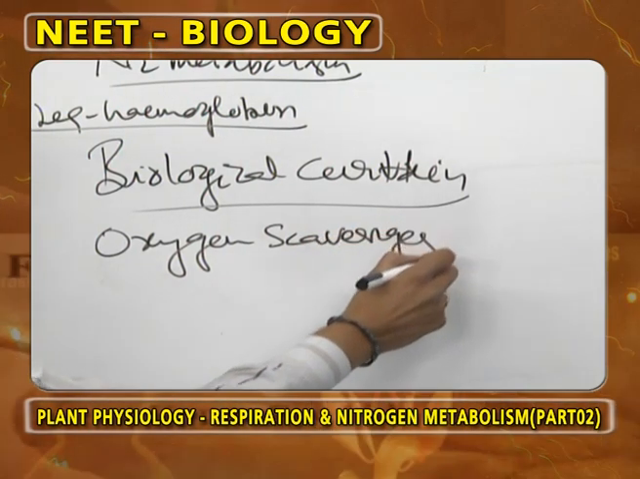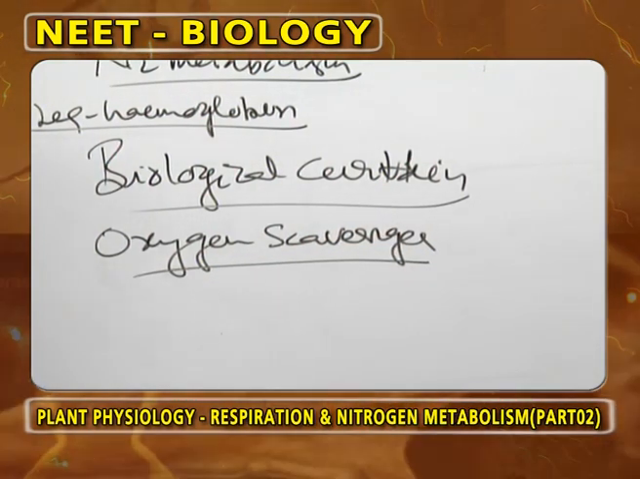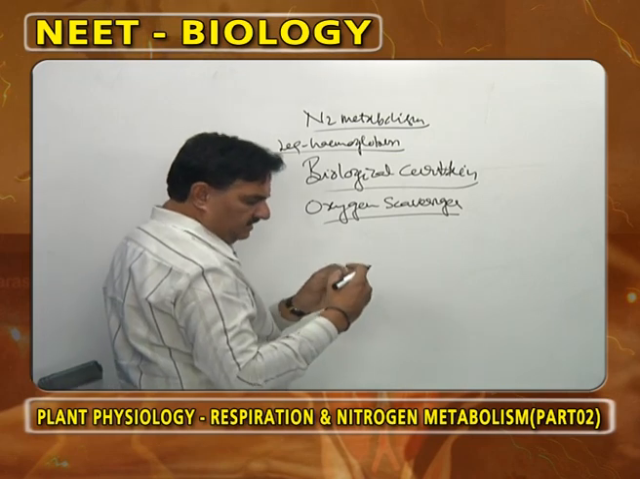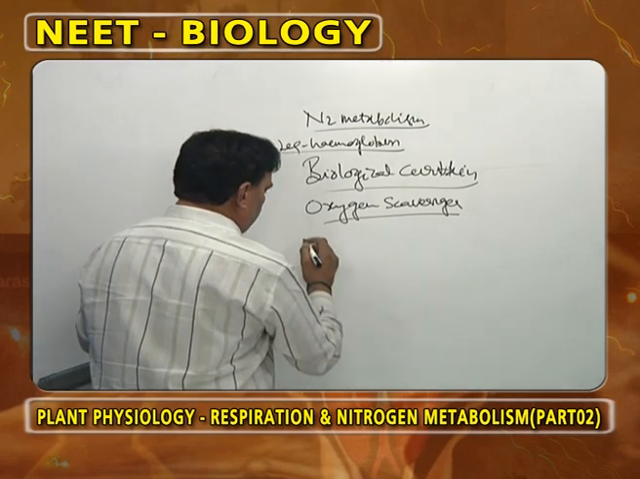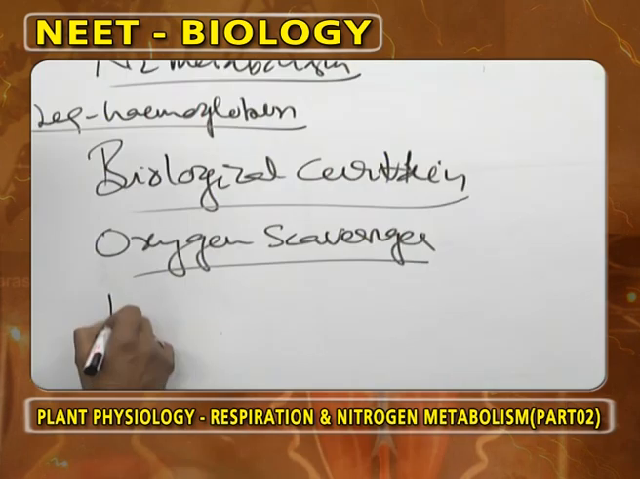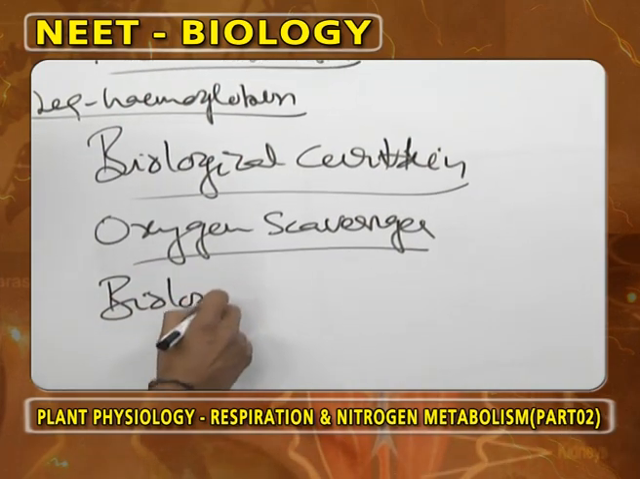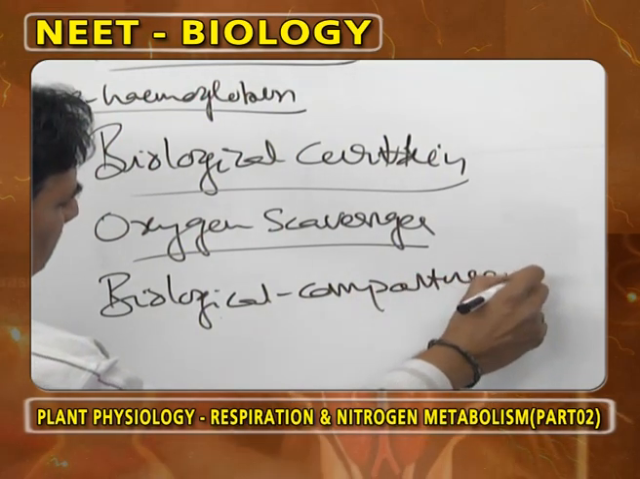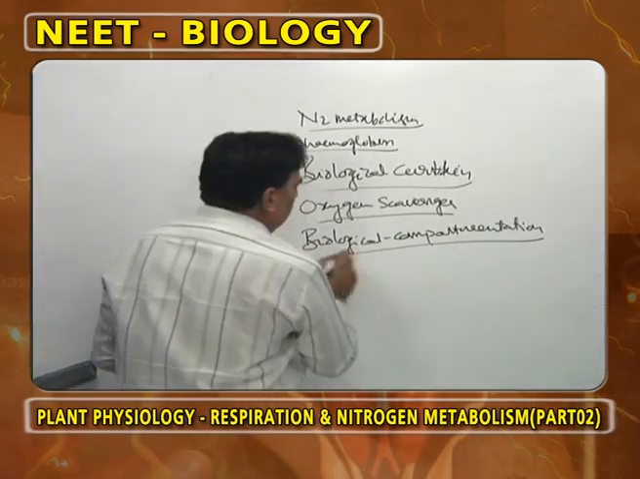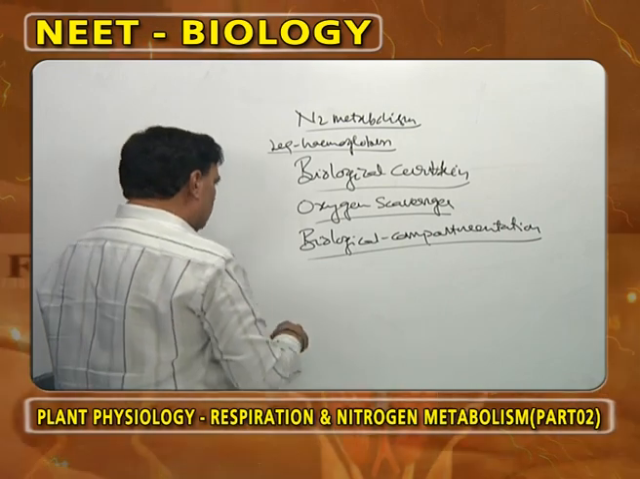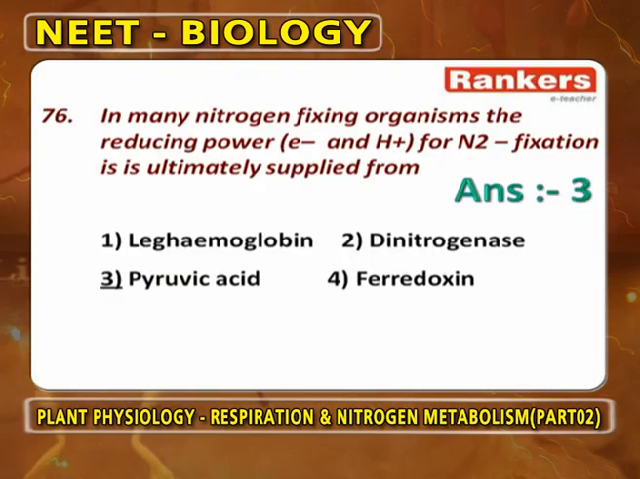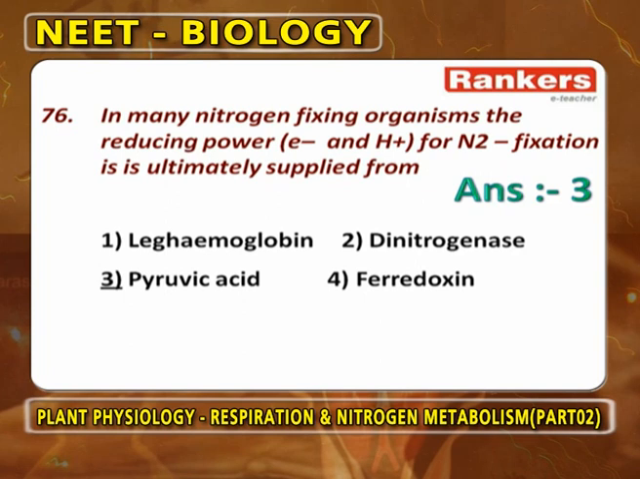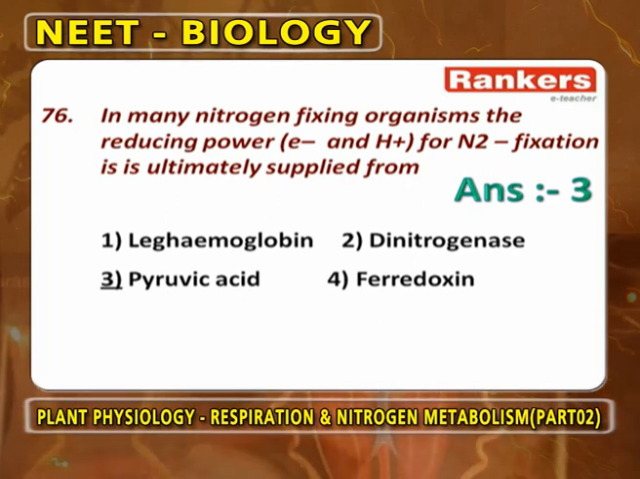This method of supplying oxygen carefully to rhizobium while keeping the oxygen from getting close to the nitrogenase enzyme is popularly called biological compartmentation. So, leghemoglobin is a biological curtain, or oxygen scavenger, or helps in biological compartmentation. Dinitrogenase is an enzyme which helps in nitrogen fixation.